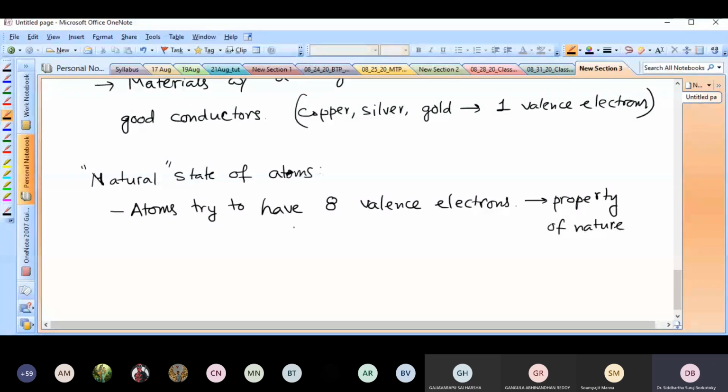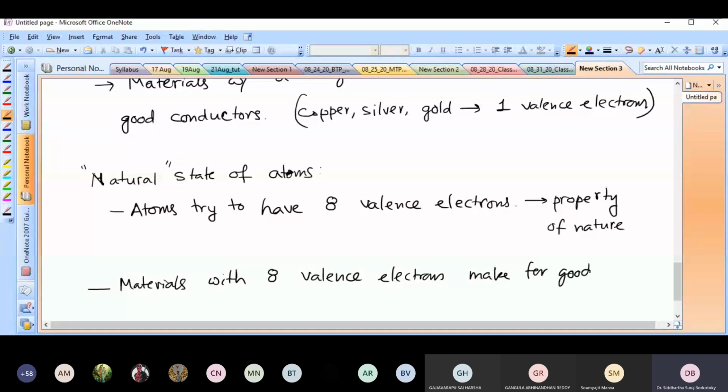Using advanced science, you could analyze these things. But the main point is, whenever you have some atom, the most natural state of its being is to have 8 valence electrons. That is something we will see. But materials with 8 valence electrons are good insulators, because they don't tend to do anything. They're happy in their state. Eight valence electrons make for good insulators.